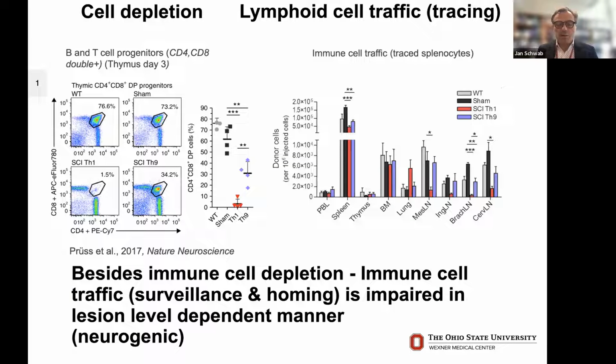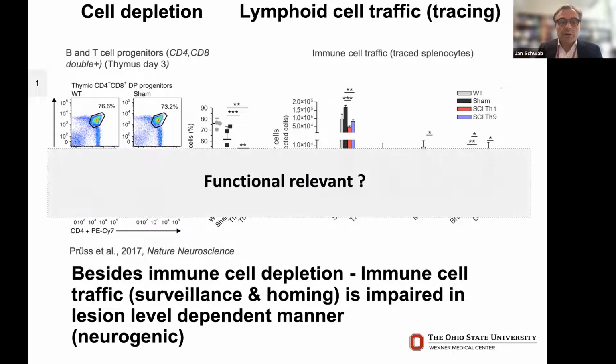So besides immune cell depletion, there's also impaired immune cell traffic, which is a prerequisite for immune surveillance and homing, which is impaired in a lesion level dependent manner, which is then also allowing for the term neurogenic. So this is nice to note, but is this really functionally relevant?